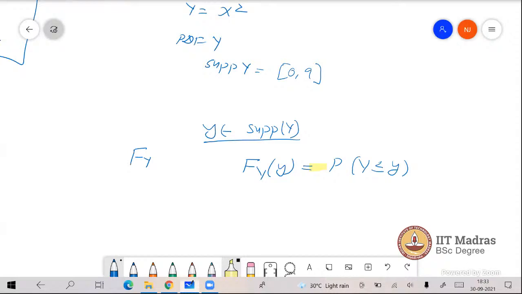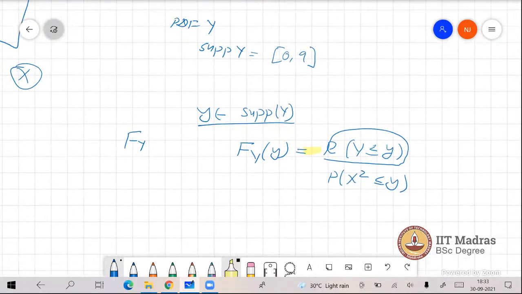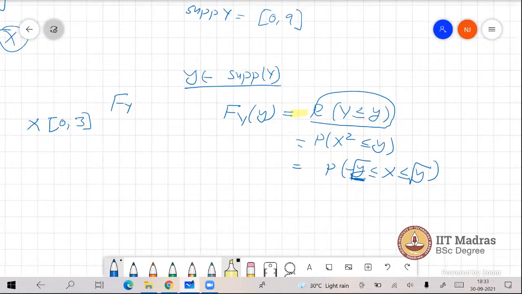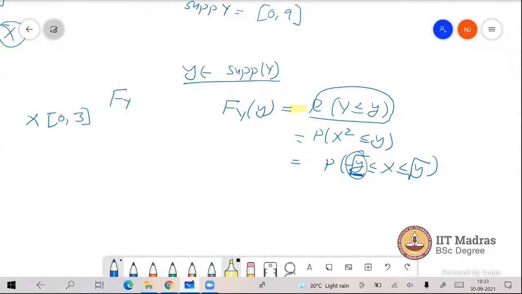I know the CDF or PDF of x, so I will convert this definition into the definition of x. Y is defined as x square, so the event x square less than or equal to y is the same as x lying between minus root y and root y. But x is defined from 0 to 3, so I need not worry about the minus quantity. So it is the same as x from 0 to root y.